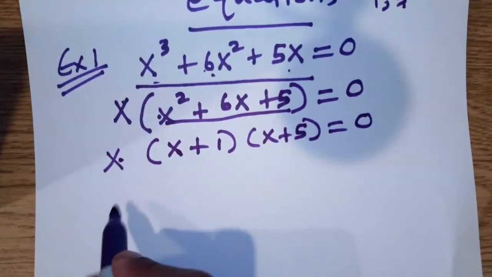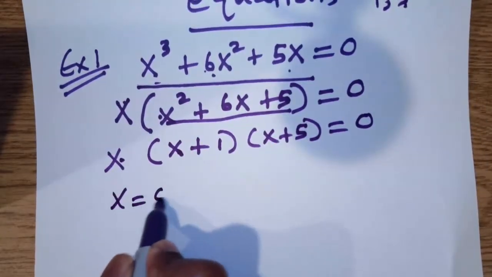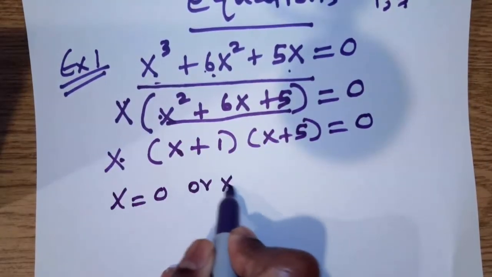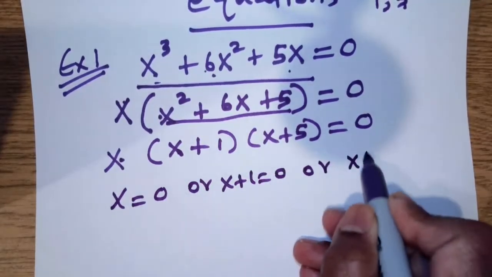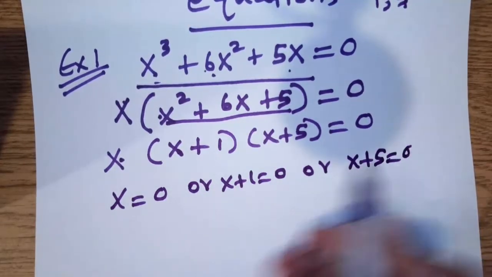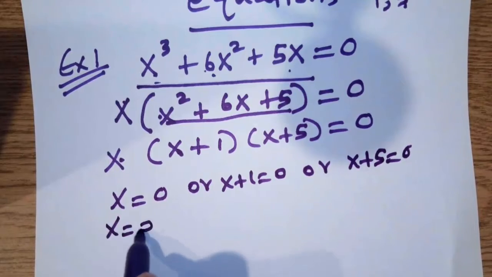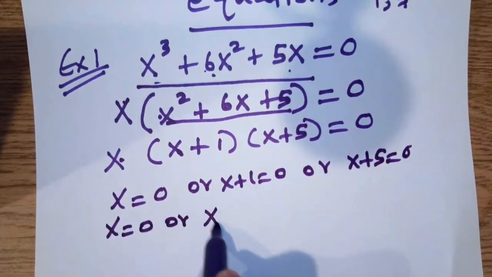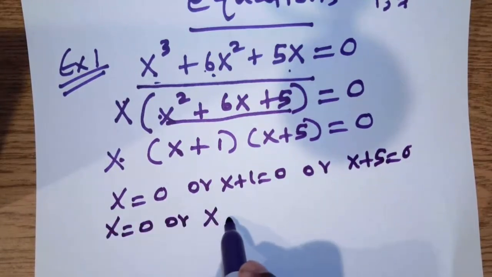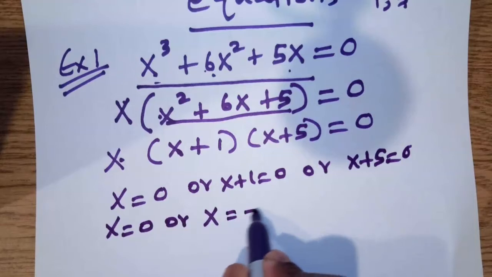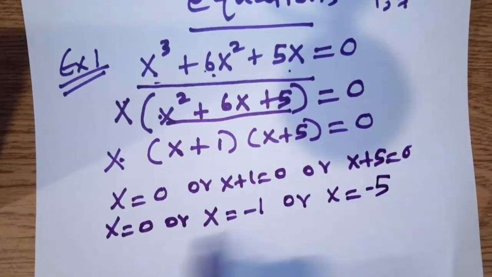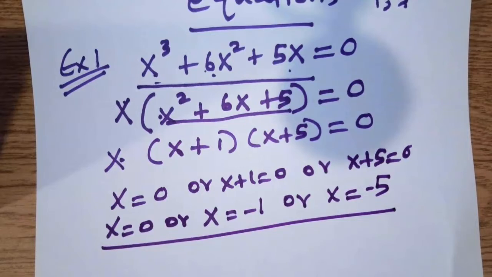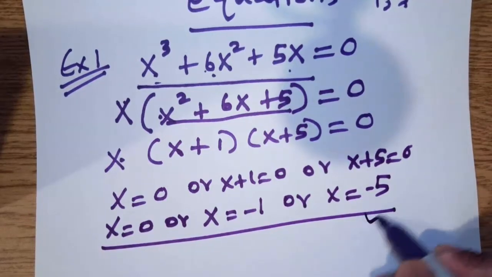So we say either x equals 0, or x plus 1 equals 0, or x plus 5 equals 0. So you get x equals 0, or x equals -1, or x equals -5. You plug these solutions back in the equation and you will see that all three of them work. So that's the answer.